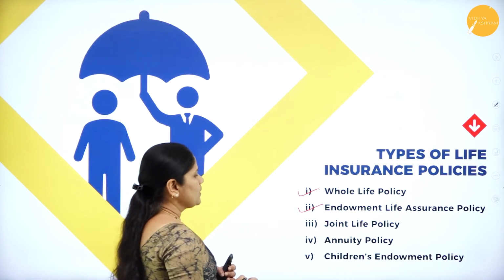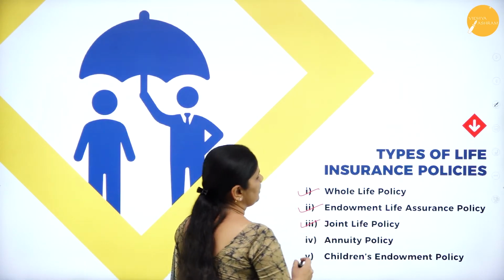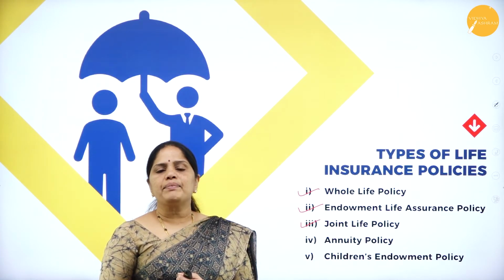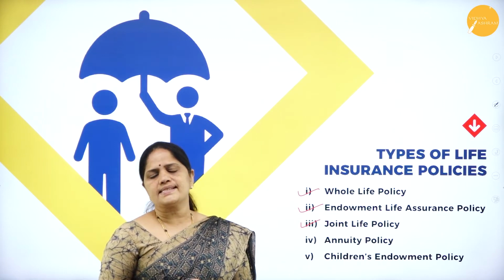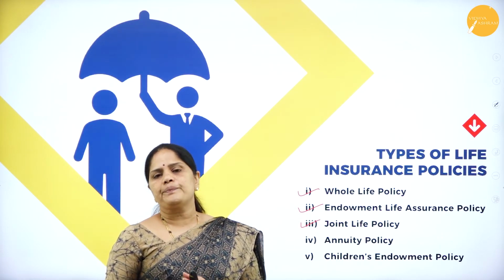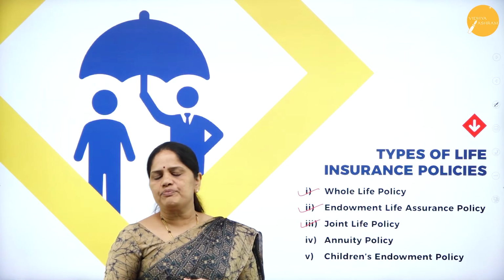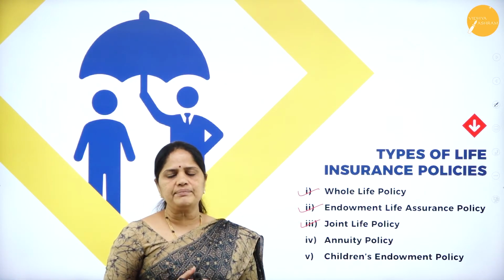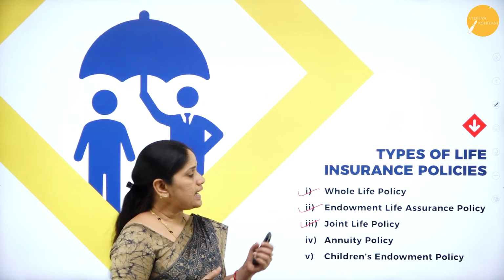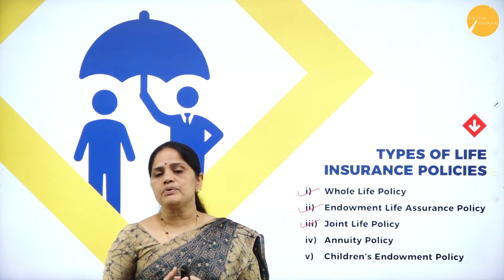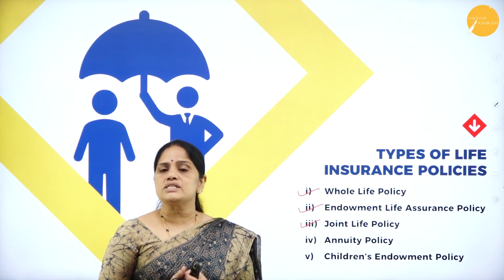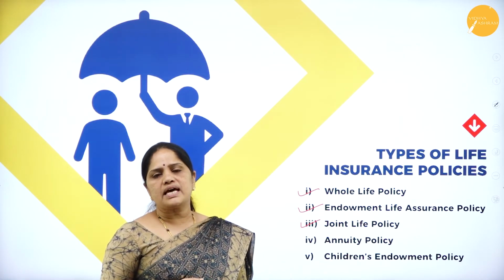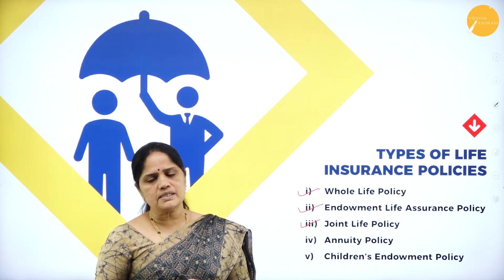Then the next one is joint life policy. Now this kind of a joint life policy can be taken up by two or more persons. Usually in a partnership firm, the partners can take a joint life policy and the premium can be paid by either of them or all of them together. So in this kind of a joint life policy, suppose a husband and wife take this joint life policy, if one of them expires, then the survivor will get the amount on this policy.